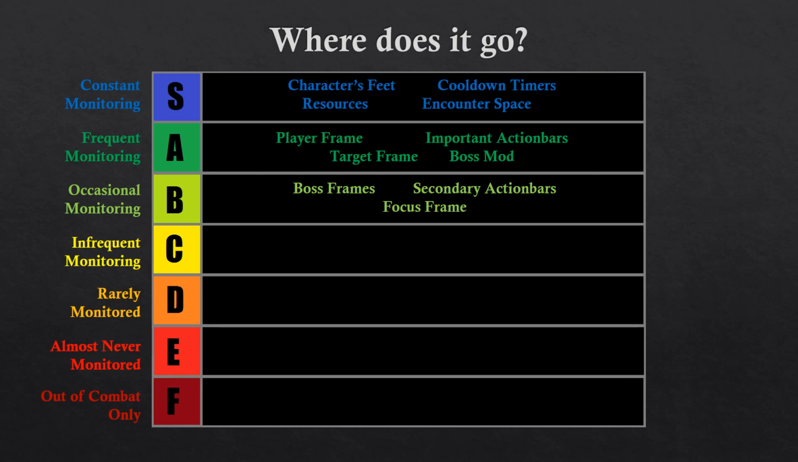You're not going to die if you don't look at them. Secondary action bars might be a longer cooldown, like a Zenith or an Energizing Elixir, things that you're not going to have to check every 5-10 seconds. You might be able to go 20-30 seconds, even a minute, without looking at it. So that's the B space.